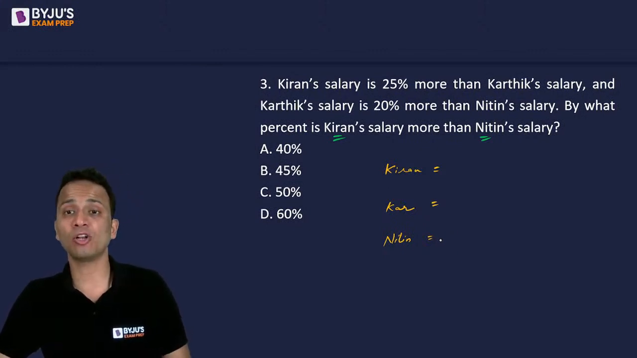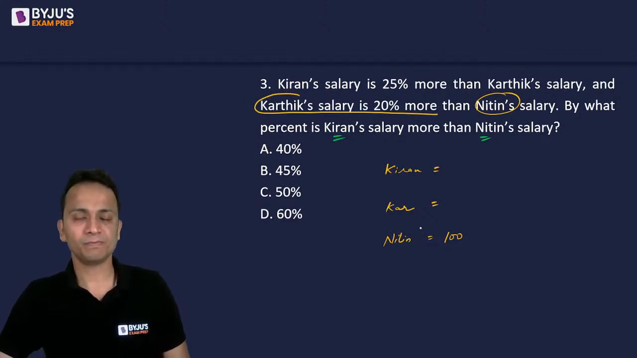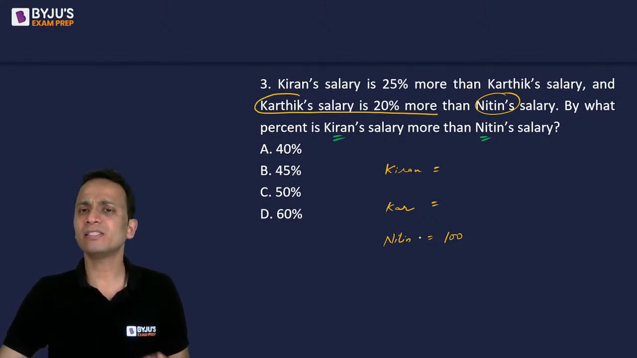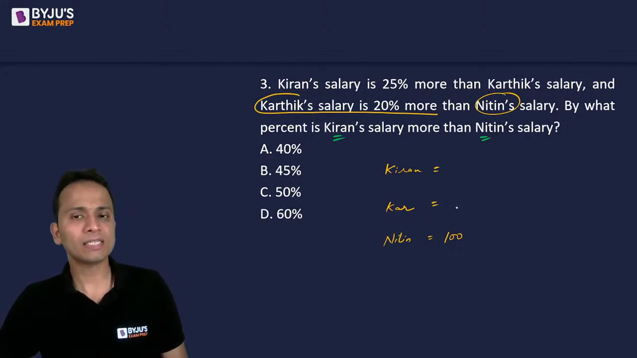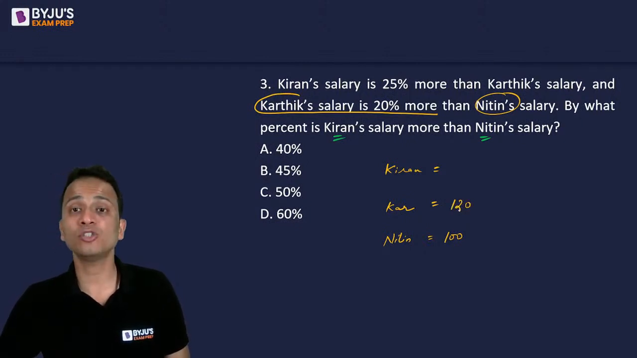I'll start solving this. So I'll start by assuming Nitin's salary. So let's say Nitin's salary is 100 and Karthik's salary is 20% more than Nitin's salary. So Karthik's salary will be 20% of Nitin's salary plus Nitin's salary. Okay, 20% more than 100. So we increase 100 by 20%. The value will come out to be 120.